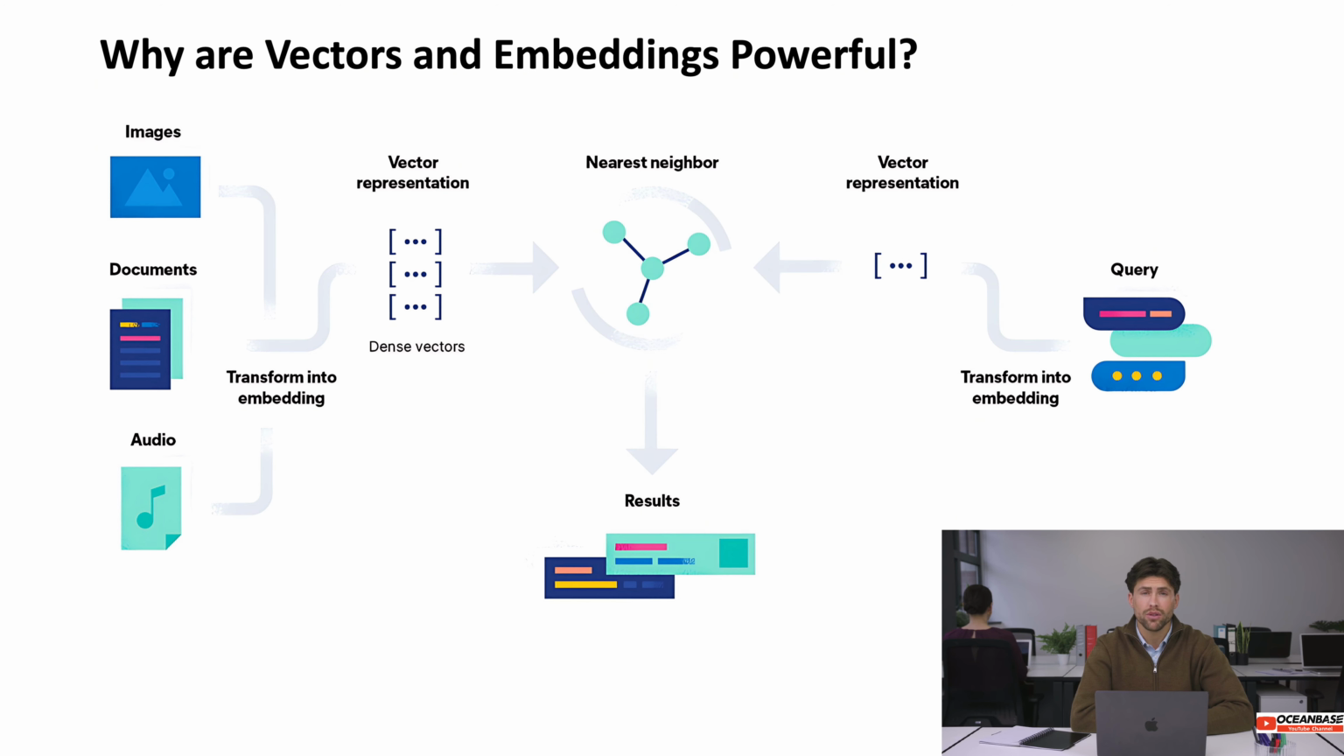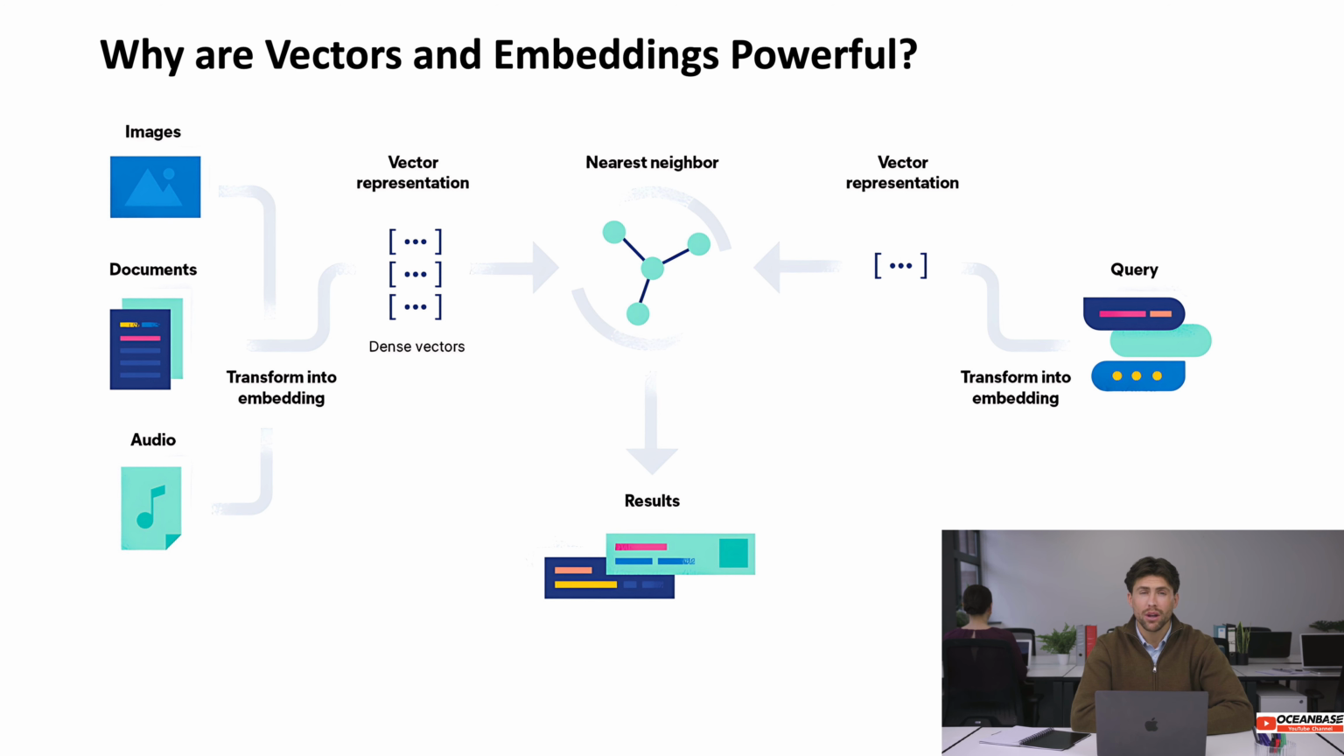So why are vectors and embeddings so powerful? The key advantage is that they allow us to measure the similarity between objects in a way that traditional methods can't. For example, once we have word embeddings, we can compare words based on their meaning rather than just their appearance. The same concept applies to images, documents, or even user behavior.